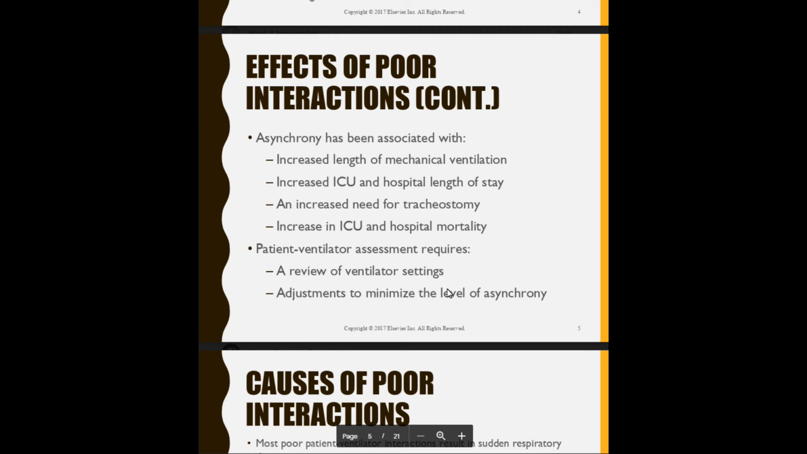Now, here's the thing. If you have a patient on AC and they are breathing over what you set the respiratory rate, so if you set it at 12 and they're breathing 24, they're going to be fighting the vent. There's going to be a lot of patient ventilator asynchrony. So in that particular instance, you're going to shift them to SIMV.